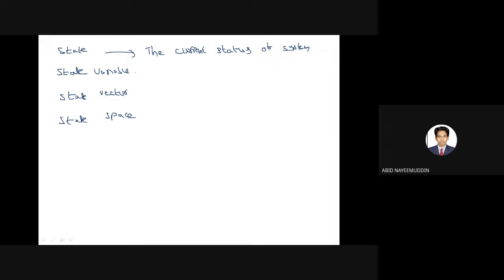Current status of system means, suppose present. What is the present status of myself? I am giving lecture. What is the current status of yourself? Your current status is you are listening to LCS class. After this, your status will be you are listening to DSP class. After that, some other things.